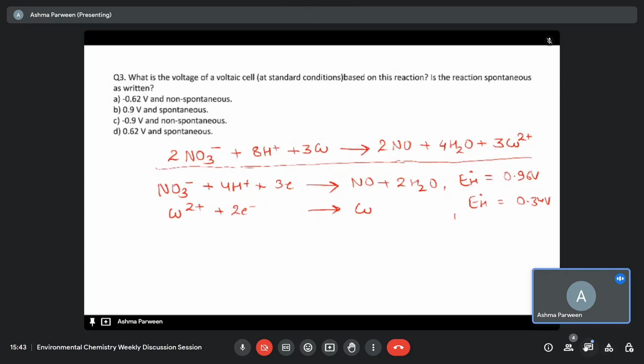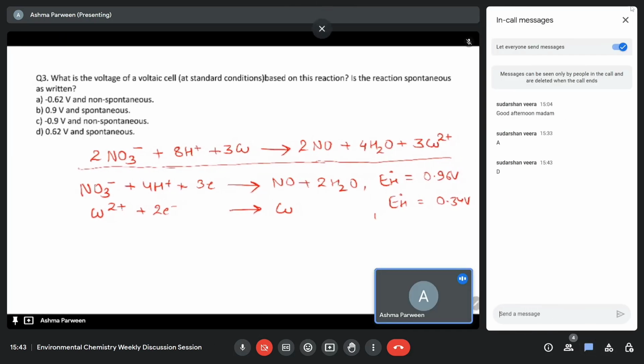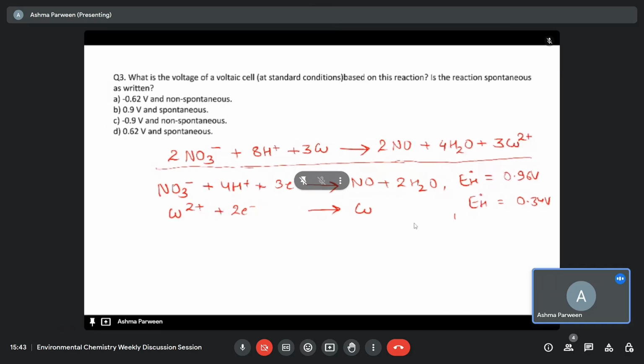So I got one answer as D, and D is the correct answer. So let's see how to solve this question. I have provided the E naught values at standard condition. We have been given that nitrate is getting reduced to NO, and also the copper is getting oxidized to Cu2 plus. So simply what I have to do is reverse this reaction and add.